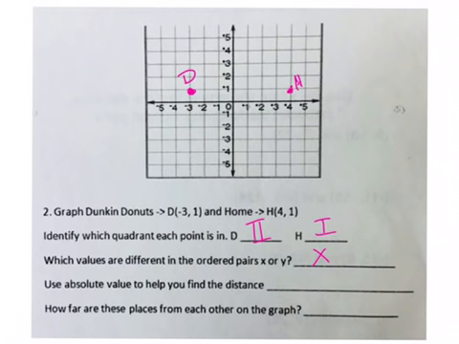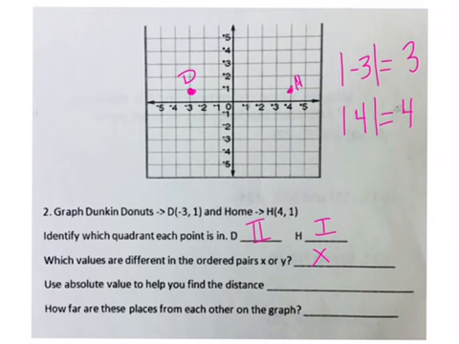And again, it wants us to use the absolute value to help find the distance. So I have the absolute value of -3 and the absolute value of +4, because we want to use the two numbers that are different from each other. So the absolute value of -3, remember absolute value is making it positive, so it's a +3. And the absolute value of +4 is still +4.